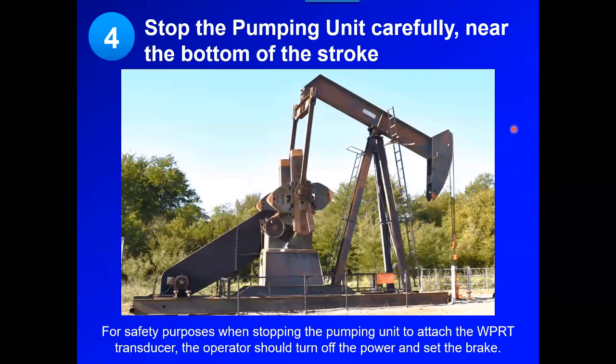Now, this is important. Before we install the polish rod transducer, we want to stop the pumping unit near the bottom of the downstroke so that we can install this polish rod transducer on the raw polish rod. Okay, so want to turn off the pumping unit and set the brake.